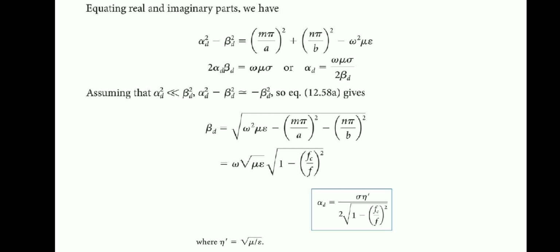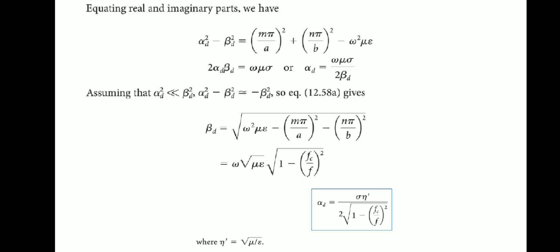After getting this beta d, we can find alpha d as omega mu sigma by 2 beta d, that is omega mu sigma by 2 into omega root mu epsilon into root of 1 minus (f c by f) whole square.